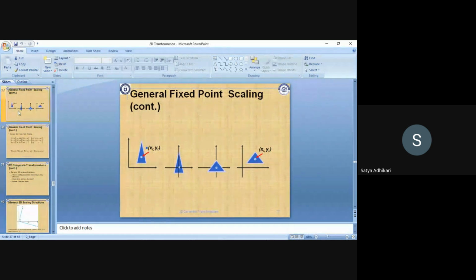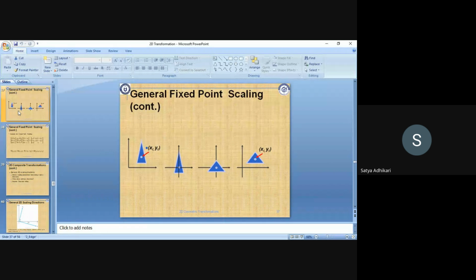But this is not the final output. The pivot point is at the origin, but we have to translate that object back to its original position. That is done using inverse translation, the opposite of step 2. So again you see that the pivot point comes back to its original position. So this is fixed point scaling.